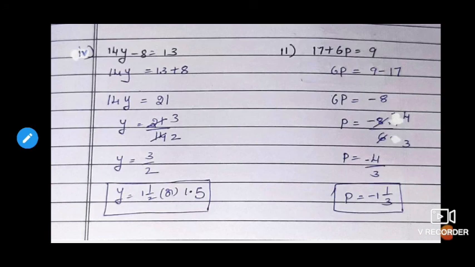Now here 6 is there. Now this 6 is in multiplication. If I'll send to that side, it will go for the division. So p is equals to minus 8 by 6. With the 2 table, 2 4s are 8, 2 3s are 6. We will get p is equals to minus 4 by 3. This we can write as a mixed fraction minus 1 1 by 3.